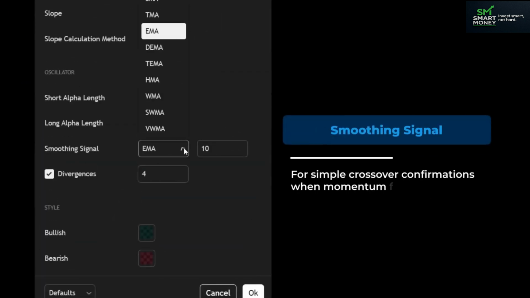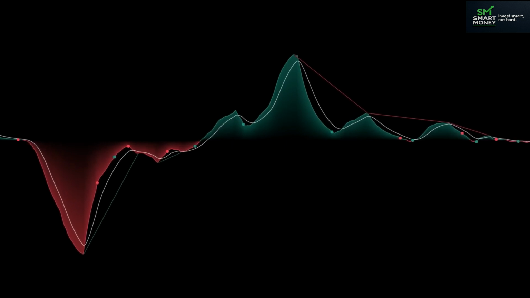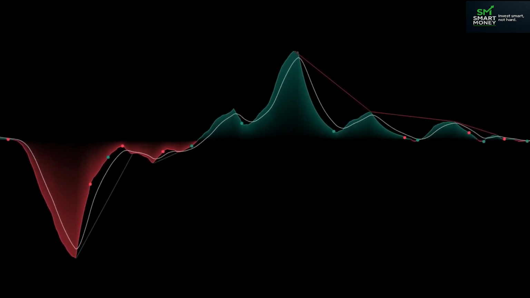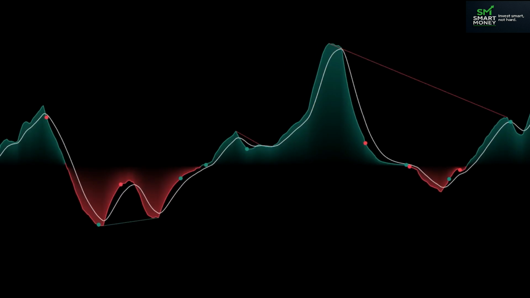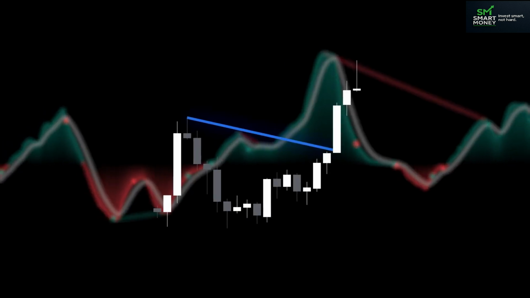The smoothing signal setting lets you choose the method and length of the signal line that cuts through the oscillator for simple crossover confirmations when momentum flips. Finally, the divergences toggle activates a built-in divergence detector that compares price swings to the oscillator's peaks and troughs, so you can catch potential reversals without manually drawing anything. With those pieces dialed in, the Trendlines with Breaks oscillator becomes a compact momentum map built directly from objective trendline break structure.